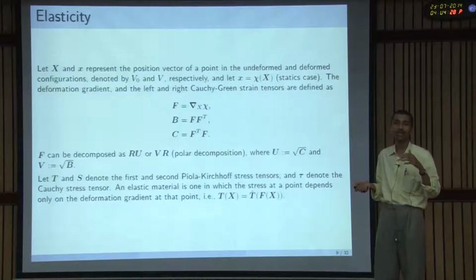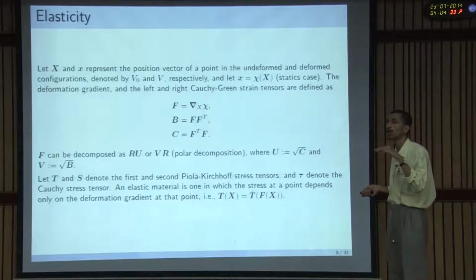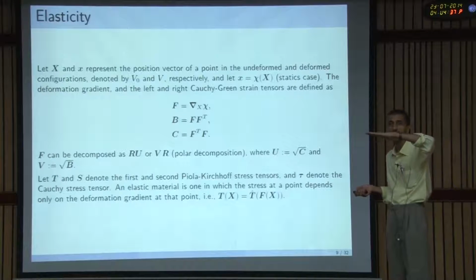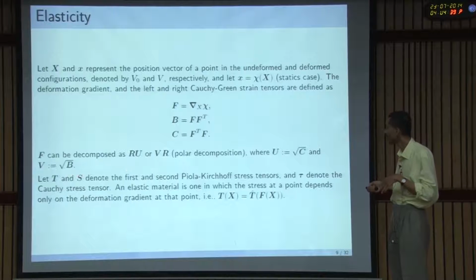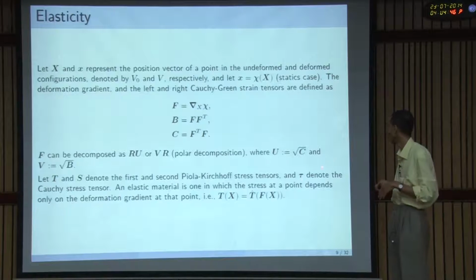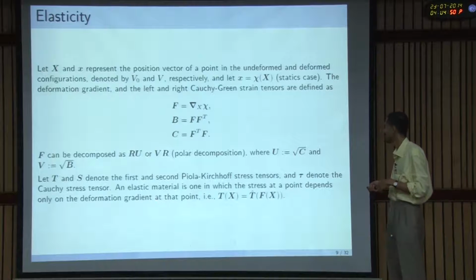But the only reason that we don't work directly with tau is because, as I said, you do not know what the deformed configuration is. And so you map everything back to the reference configuration, solve the problem in terms of S, which is the second Euler-Markov stress, and then come back to the deformed configuration and find out tau. So, how does one define an elastic material?